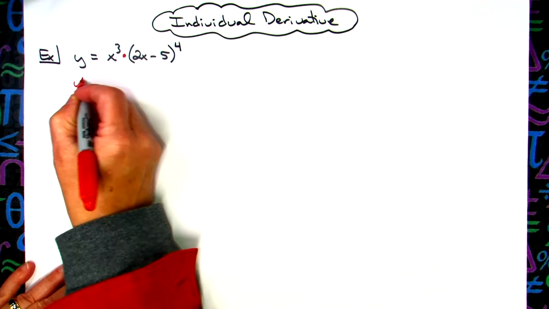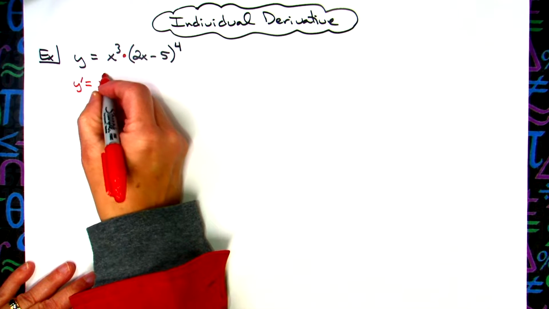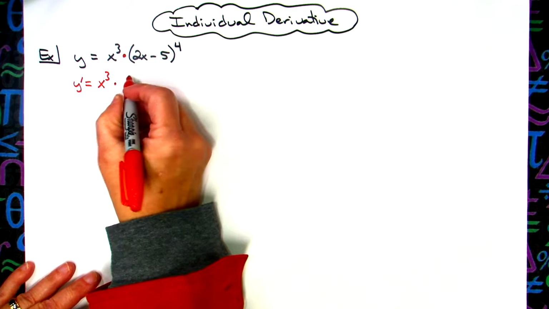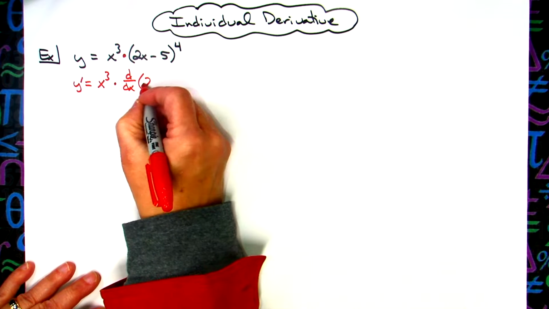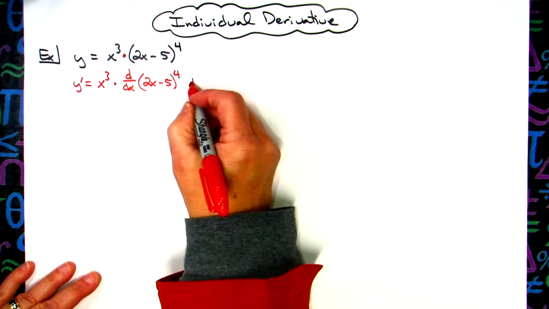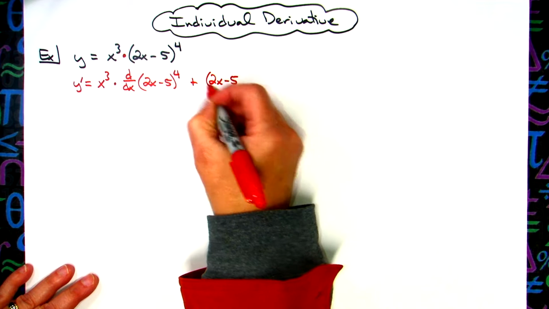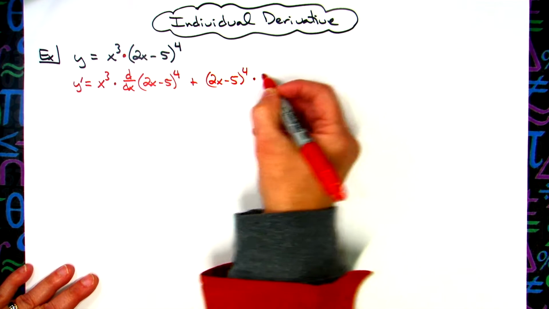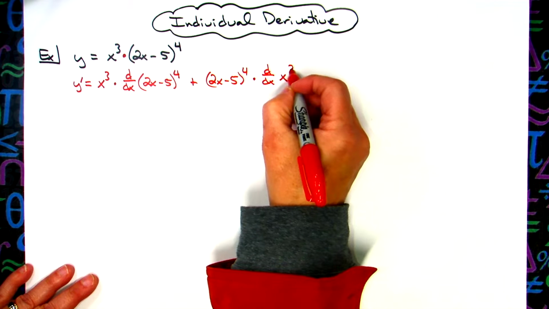We're going to have y prime is equal to, I'm going to do product rule first, so first term, x to the third, and then times the derivative of the second term, so d dx of (2x minus 5) to the fourth. And then we're going to be adding to that the second term, which is (2x minus 5) to the fourth, and then times the derivative of the first term, so d dx of x to the third.